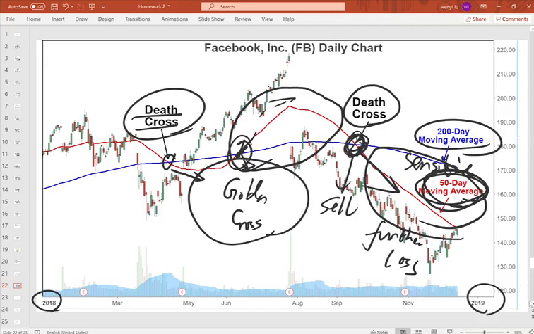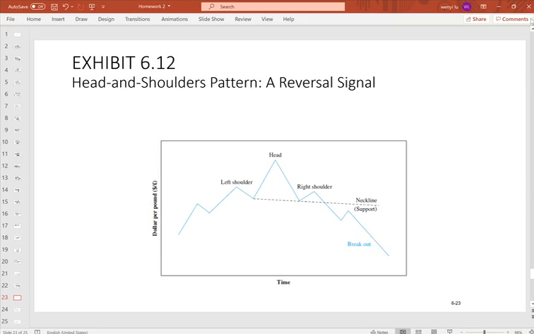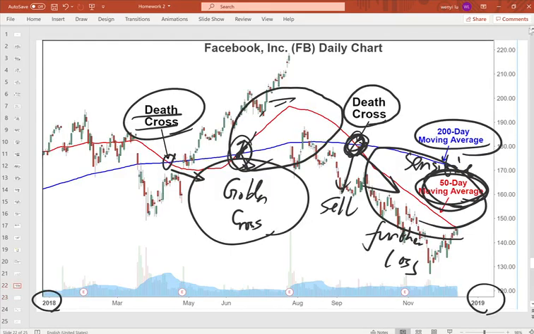So I hope you can use this technical indicator to capture some good trading points when you're trading a stock or trading a currency in the future.